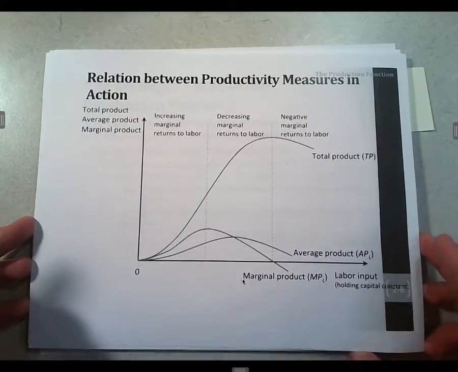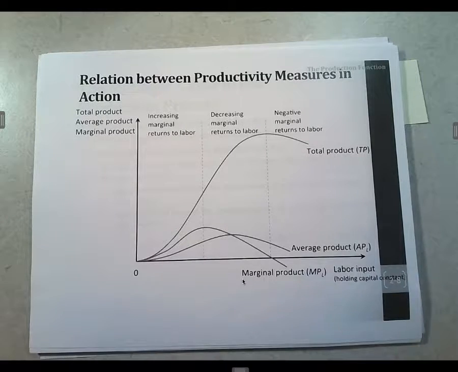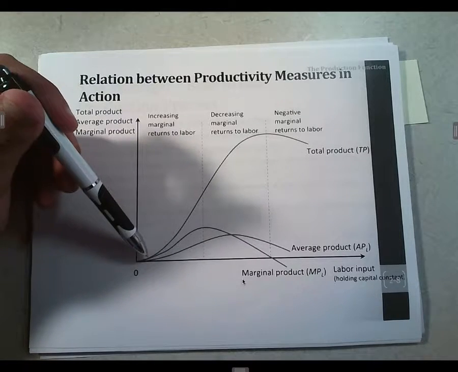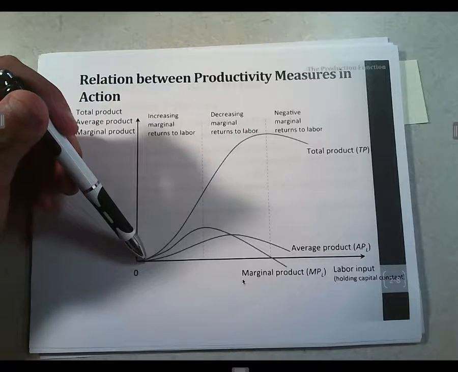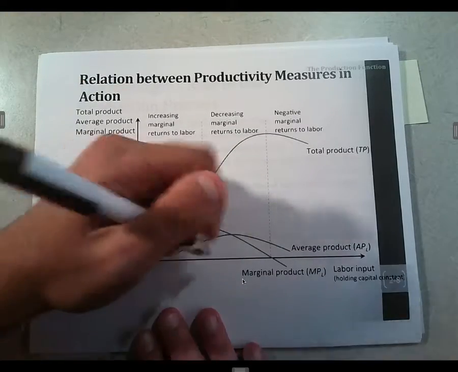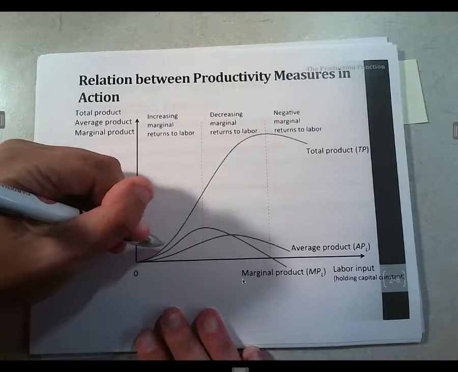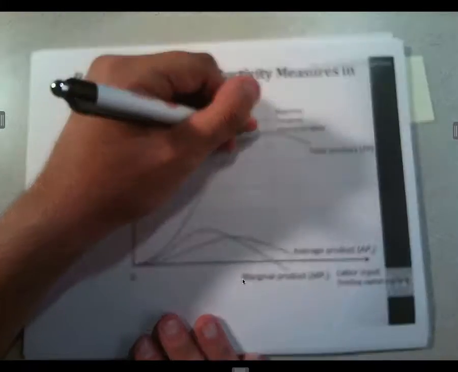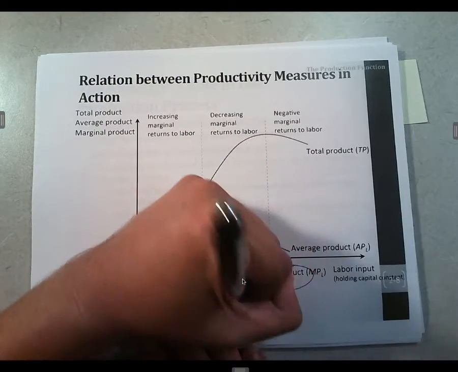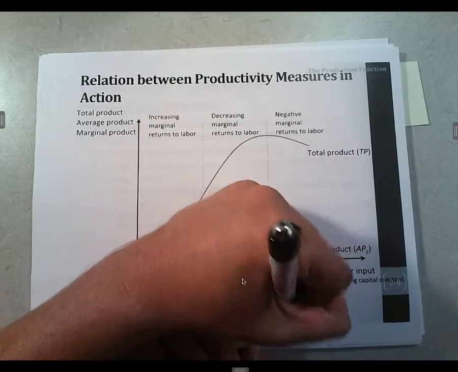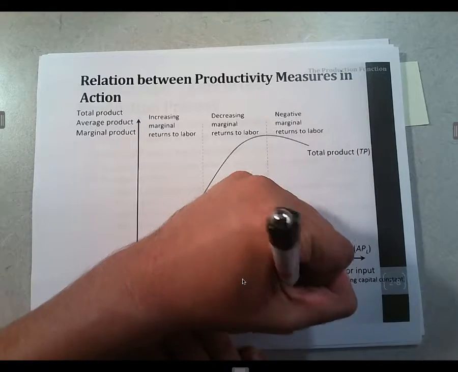When we graph this out, interestingly, and you should be familiar with this from your principles class, the total product curve is initially increasing at an increasing rate and then increasing at a decreasing rate. It's getting steeper and steeper, then flatter and flatter, which is exactly what the marginal product of labor does. It's the slope of the total product curve.